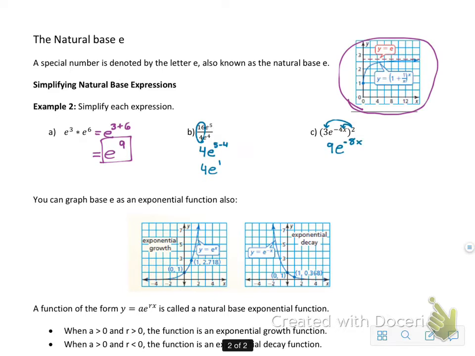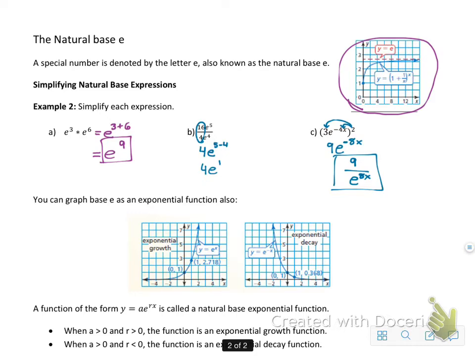Now we have this rule that says that if you have a negative exponent, you have to make it positive. And we're going to make it positive by putting a 1 over it. So we will have 1 over e to the 8x. But where did that 9 go? Well, that 9 is just going to stay on the top. So this is our final answer.